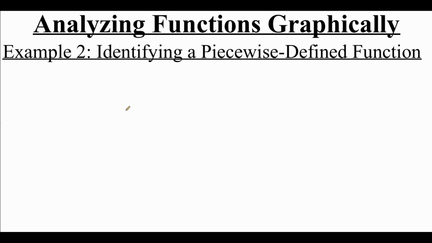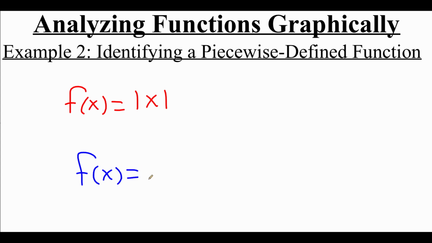In this example, we're going to look at talking about piecewise-defined functions. So I want to look at the function f of x equals the absolute value of x. But I want to look at this function just a little bit differently. Now, a piecewise-defined function is a function that's made up of multiple other functions over specified domains. So we can really think about this absolute value function as kind of a combination of two separate functions.